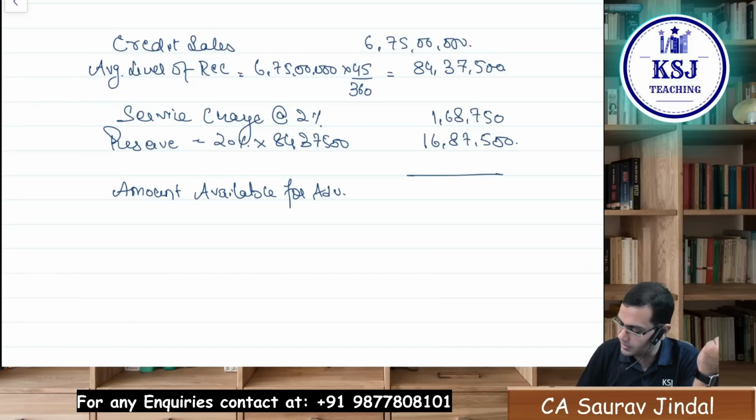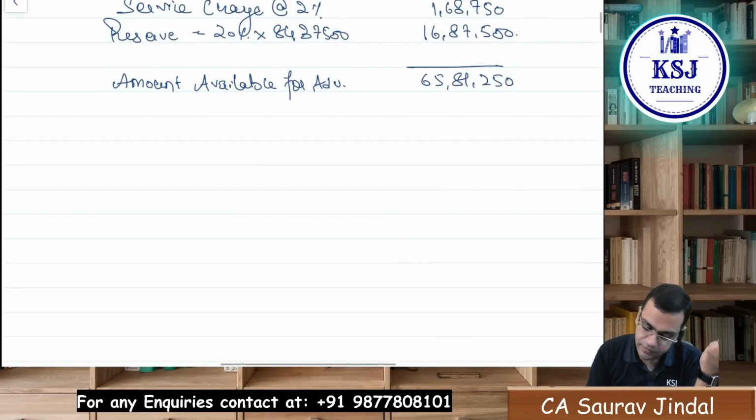84,37,500 minus 1,68,750, that comes to 65,81,250. On this amount, the interest will be charged.